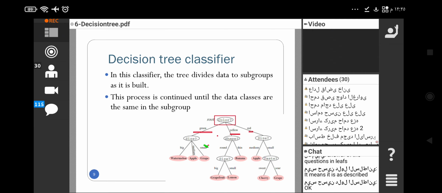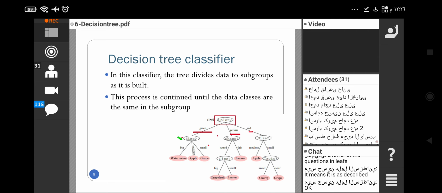When we have selected the feature and put it in the root node, this feature has three values: green, yellow, and red. When we are in the green branch and come to this node, we want to select which feature to put in it. The data that we have at this point is the data where the color is green.